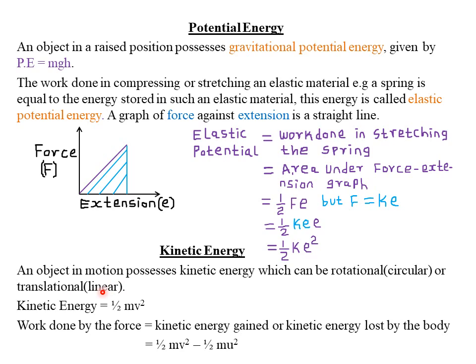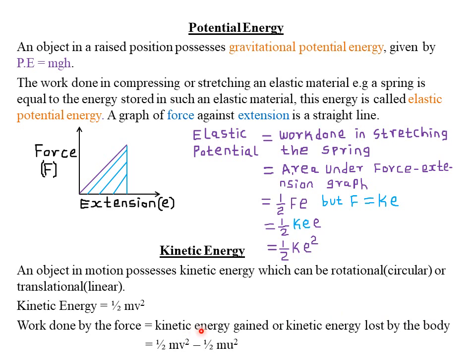simply linear kinetic energy. Such kinetic energy is given by the formula: a half multiplied by the mass of the body times the square of the velocity at which that particular body is moving. Then the work done by the force to move a body from one state of kinetic energy to another state of kinetic energy is always given by the kinetic energy gained or kinetic energy lost by the body.